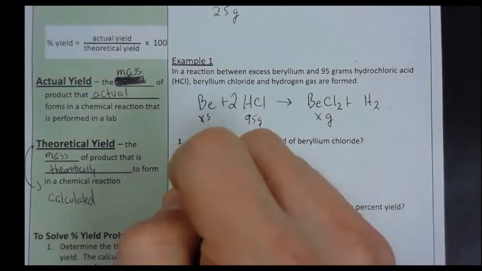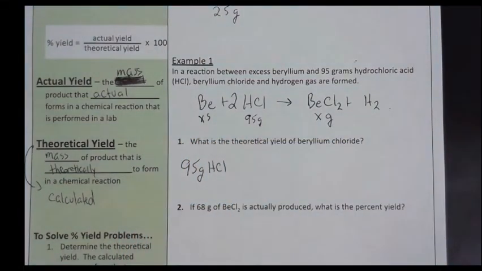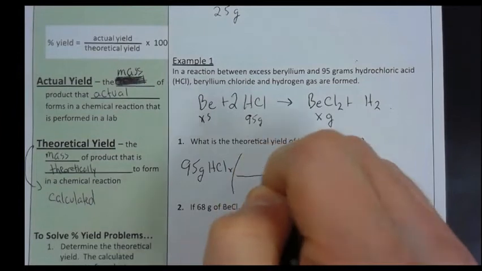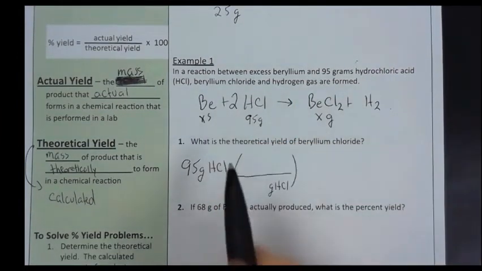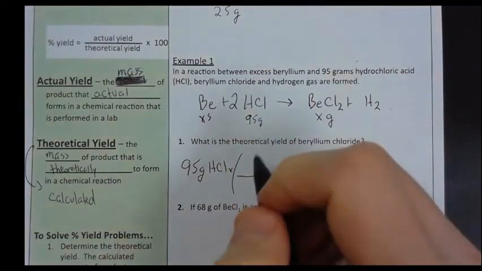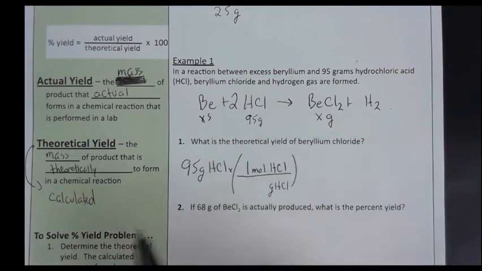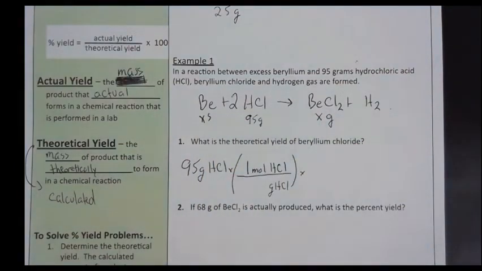So we're going to start with 95 grams of HCl, writing both the grams and the label for that reactant. And again, we're going to multiply in such a way that we cancel those labels out. And in order to convert reactant to product, we eventually want to get to moles, because we know for every 2 moles of HCl, we're going to produce 1 mole of BeCl2.